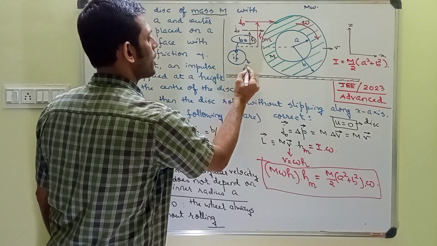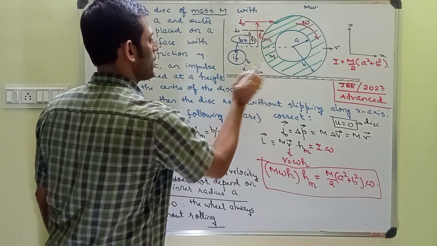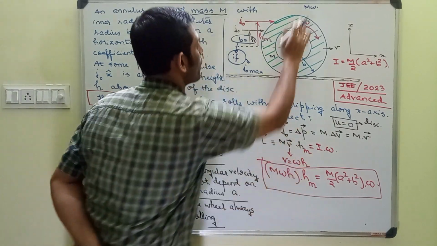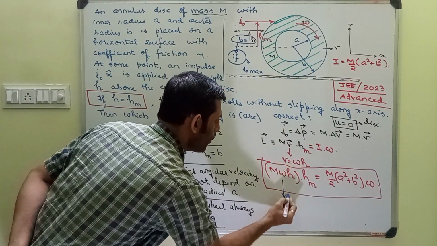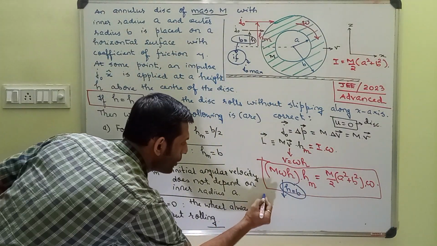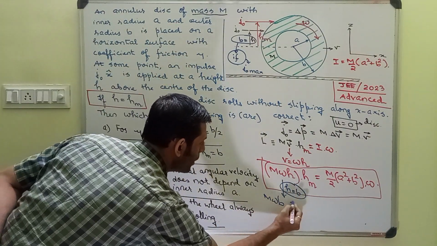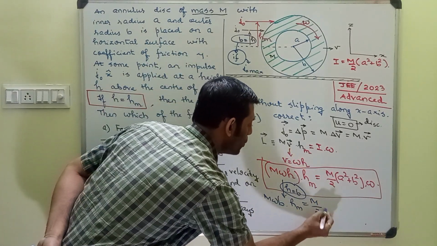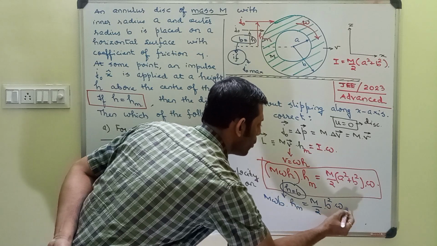Let's say I write this as J naught max. If I apply it, then what will happen is m omega into b. I'll solve it here with the h equal to b condition applied. So therefore, m omega b into hm is going to be equal to m by 2 into b square into omega.